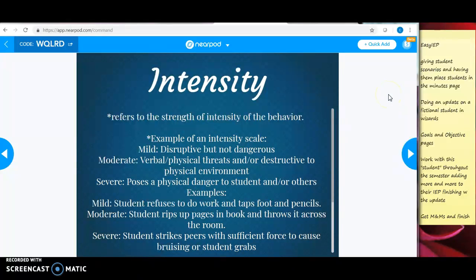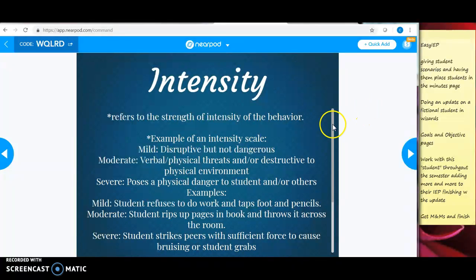Intensity is another dimension of behavior. This refers to the strength or intensity of the behavior. So an example of an intensity scale could be if it's a mild behavior, disruptive but not dangerous. Moderate might be verbal or physical threats and/or destructive to the physical environment. Severe might be poses a physical danger to students and/or others.